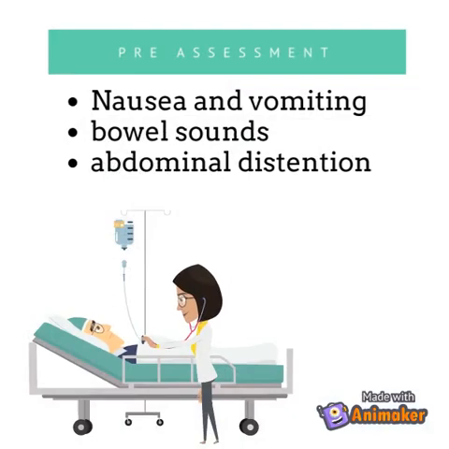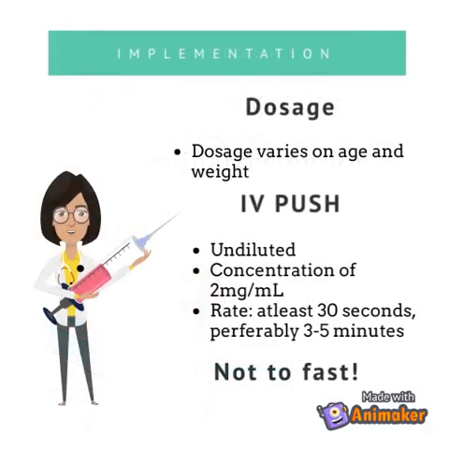Before administering the medication, make sure to auscultate the patient's bowel sounds and assess for abdominal distension, nausea, and vomiting. When administering Ondansetron through IV push, it should be undiluted with a concentration of 2 mg per mL. It should be given over at least 30 seconds, but preferably 3 to 5 minutes. Do not administer too quickly. This can cause dysrhythmias and neurological changes in the patient.